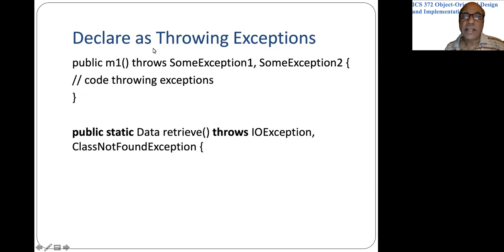You can declare something as throwing exceptions. You can write public m1 throws some exception 1, comma, some exception 2. So this is good enough for catching or taking care of exceptions within a piece of code. Or you can write public static data retrieve throws IO exception, class not found exception. That also works.